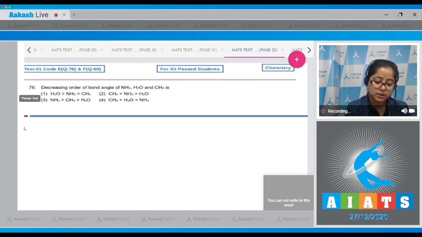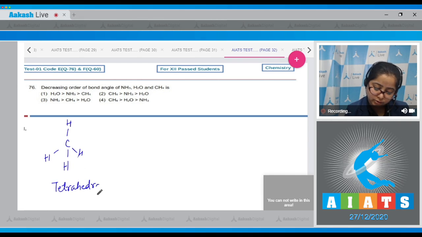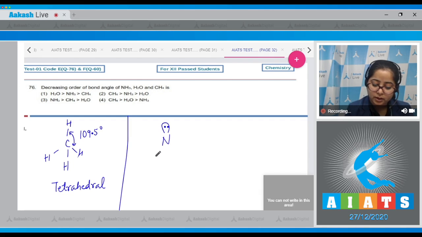Question number 76. Let's read it. Decreasing order of bond angle of NH3, H2O and CH4 is. Student, in CH4 there are 4 bond pairs. Geometry, the shape is tetrahedral. The bond angle is 109.5 degree.